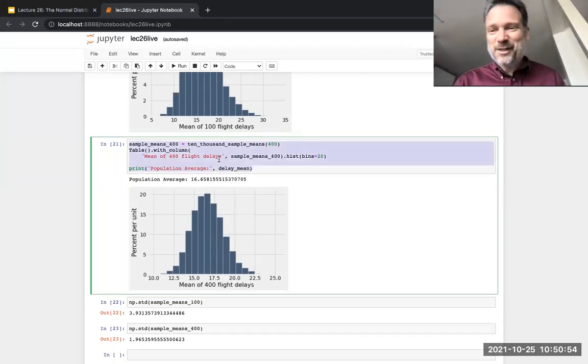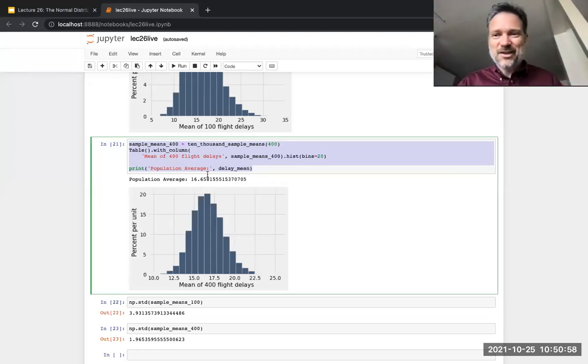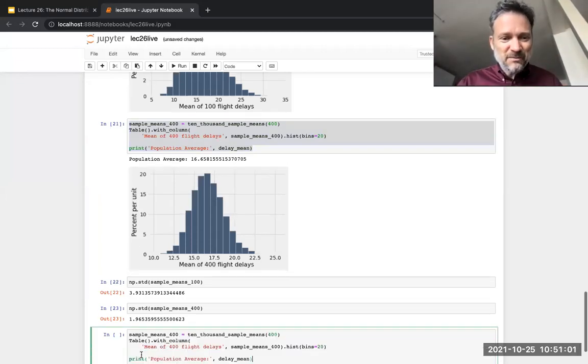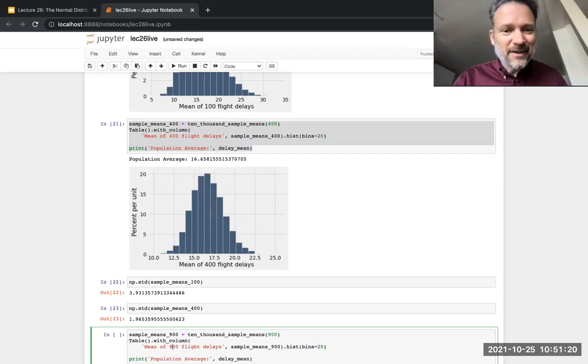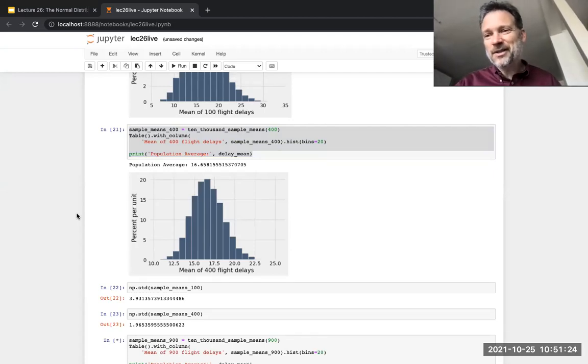Now, here's the awesome part. You're going to get a chance to discover for yourself the central limit theorem. I want you to make a prediction for me about what you think will happen if I take a sample size of 900. While the computer is generating this, tell me what you think this picture is going to look like. What's going to be the same? What's going to be different?